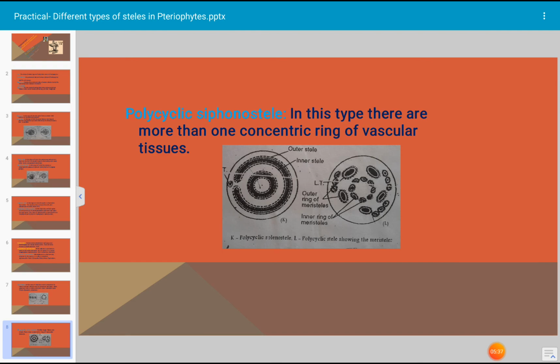All these are the different types of steles that occur in pteridophytes. We just have to observe the permanent slide of each type of stele under the microscope, and we have to explain the distribution of tissue in the stele. On the basis of distribution of xylem and phloem, the different types of steles are made, and that occurs in different types of pteridophytic plants. Okay, thank you very much.